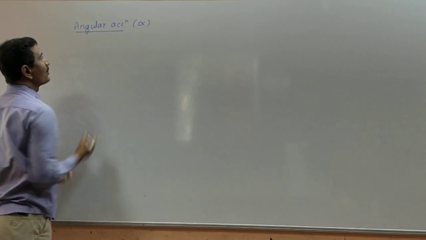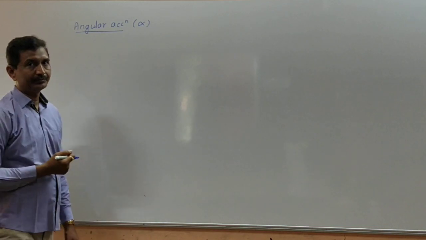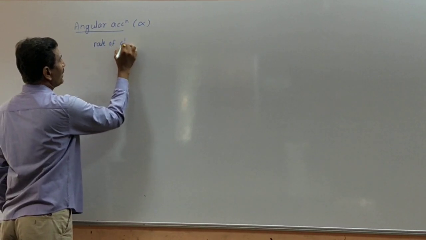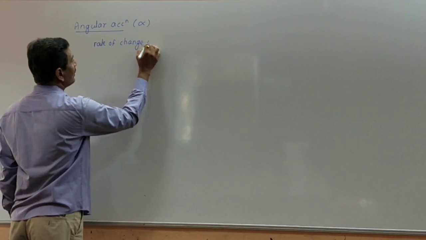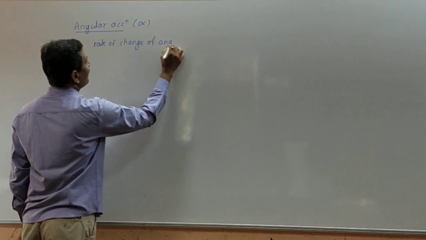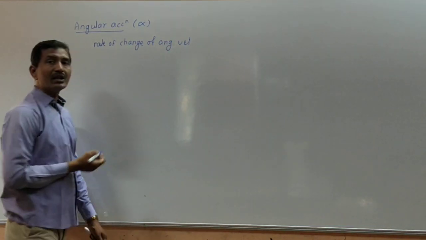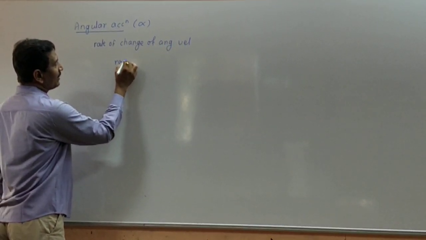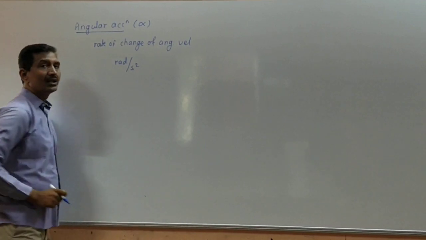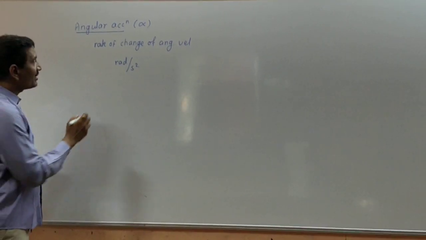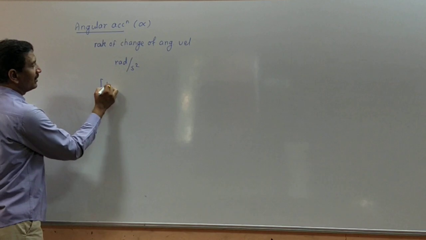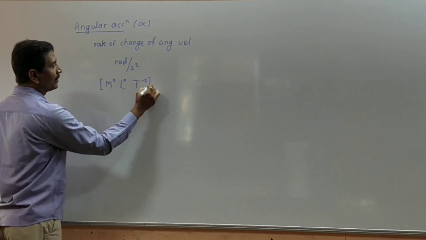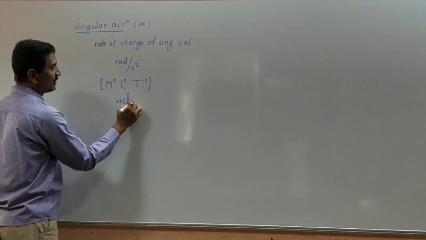Angular acceleration is denoted by the symbol alpha. The rate of change of the angular velocity is called the angular acceleration, and therefore the SI unit of angular acceleration is radian per second square. What is the dimension of the angular acceleration? It is 0 in mass, 0 in length and -2 in time, and it is a vector quantity.